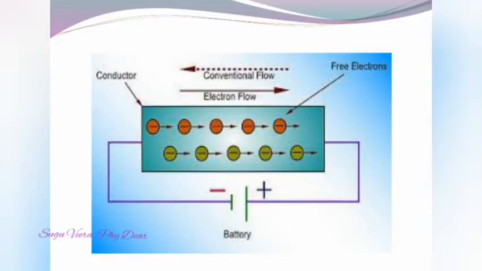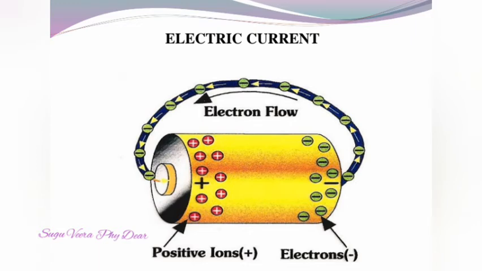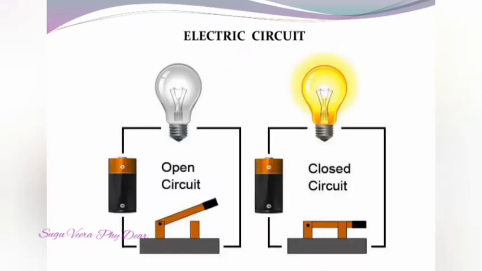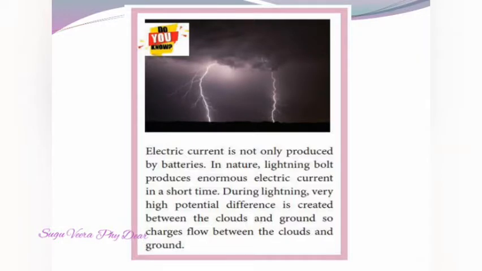The first electric circuit is an open circuit, so no flow of current, so no glow of the bulb. The second circuit is a closed circuit, so there is flow of current, so the bulb glows. Do you know electric current is not only produced by batteries? In nature, a lightning bolt produces enormous electric current in a short time. During lightning, a very high potential difference is created between the clouds and the ground, so charge flows between the clouds and the ground. Here, ground means earth.